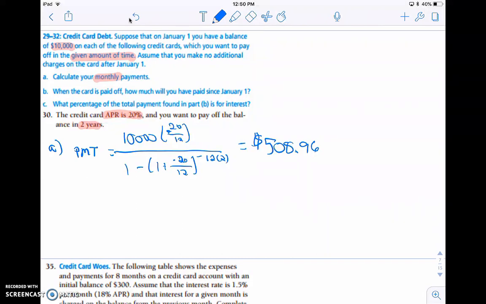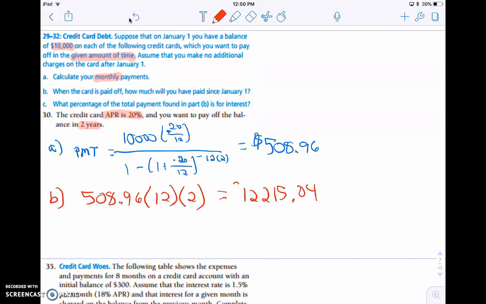Now it says when the card is paid off, how much will you have paid since that January 1st? So over 2 years, how much will we have paid? Well, again, our payment was $508.96. We paid it every month, 12 times a year for 2 years, so we've made 24 payments, 12 times 2 is 24. When we multiply all of this out, we get $12,215.04. So that's the total amount that we paid.